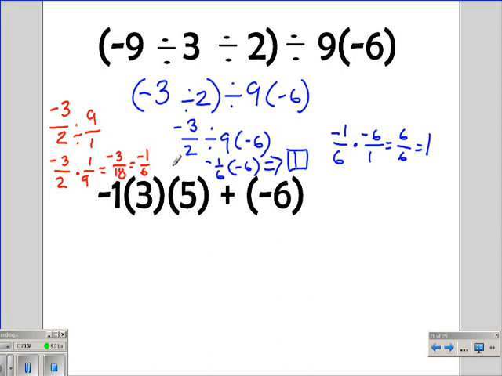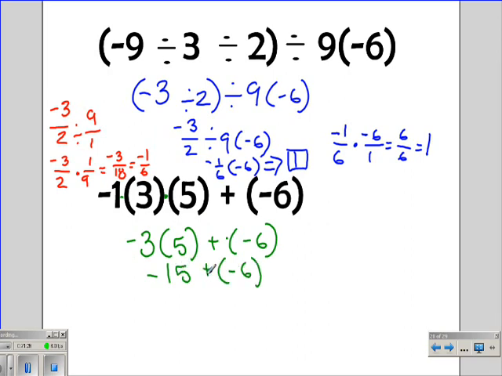Looking at our second problem down here, moving from left to right, I'm going to save this addition till last because I've got multiplication. Anytime numbers are just next to each other like this, like in the previous problem, that is just multiplication. So negative 1 times 3, a negative times a positive, is a negative 3. I'll just write the rest of the problem out. Negative 3 times 5 is negative 15. And I have a negative 15 plus a negative 6, which means moving to the left, the opposite direction. So negative 15 take away 6 more is negative 21.